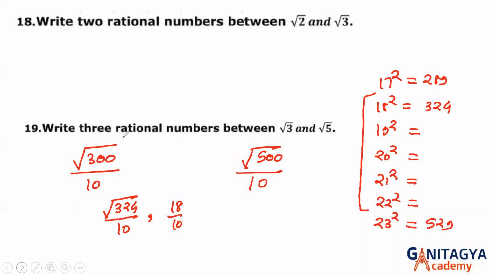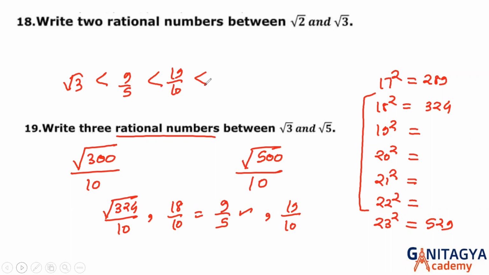So we have to write in terms of rational numbers. So instead of 1.8, which is a decimal number, what will I do? I can write 9 by 5. 18 by 10, I can write 9 by 5. Isn't it? So root 3, then 9 by 5, then the next one you have told, 19 by 10. So write 19 by 10 only. Then you have told 20 by 10. So you can write 2 also.